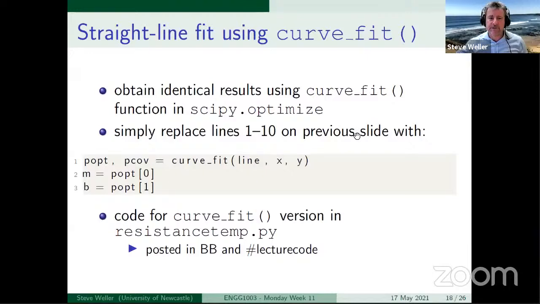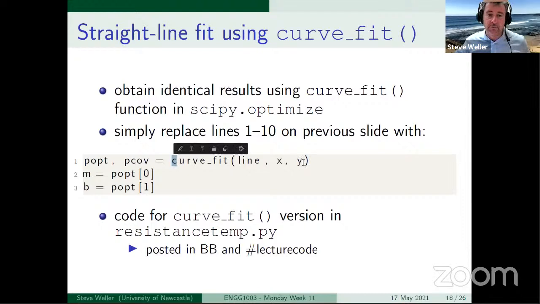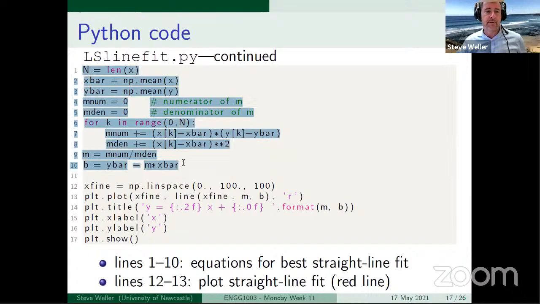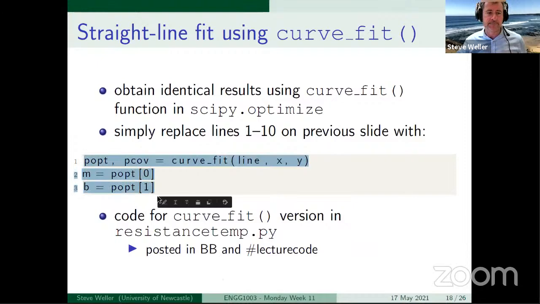Remember, the do-it-yourself version finished up with values of M and B. And here we've got the call to curve fit, which does the whole thing in three lines for us. It's no surprise that when we call an external function, we get a simpler or shorter implementation. In the curve fit function, all the details are hidden away from us. We can look at it if we like, we don't have to. In the do-it-yourself version, all the equations are built into the code in lines 1 to 10. So lines 1 to 10 on the previous slide, meaning this slide, we could just replace with these three lines here.